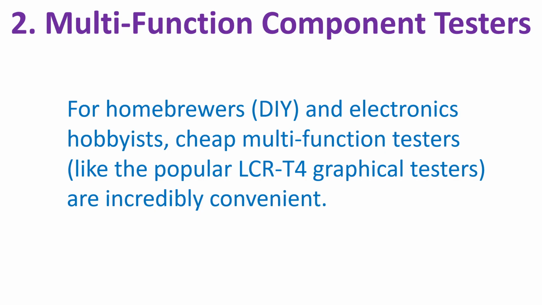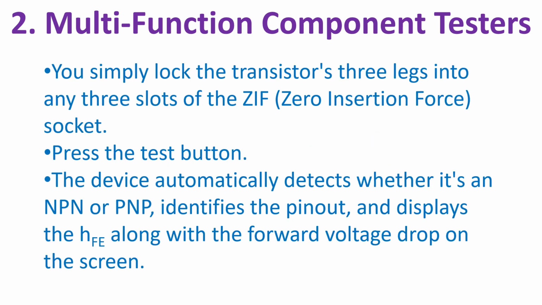For homebrewers, that is the do-it-yourself group, and electronics hobbyists, cheap multifunction testers like the popular LCR-T4 graphical testers are incredibly convenient. You simply lock the transistor's 3 legs into any 3 slots of the zero insertion force socket. Press the test button. The device automatically detects whether it's an NPN or PNP, identifies the pinout and displays the hFE along with the forward voltage drop on the screen.